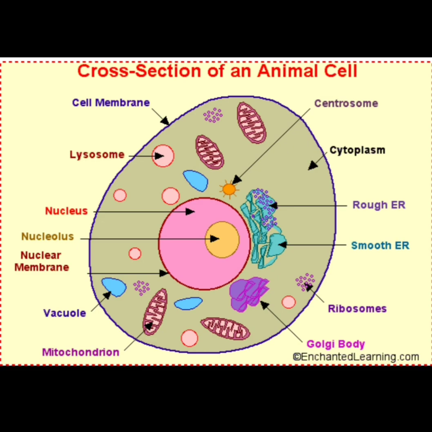The cell organelles, which we will discuss now, start with the cell membrane. The cell membrane is the outermost covering of the cell. It gives shape to the cell and protects the internal part of the cell. It is a semi-permeable membrane. That means it allows only selective substances to pass through it and prevents the entry of other substances.